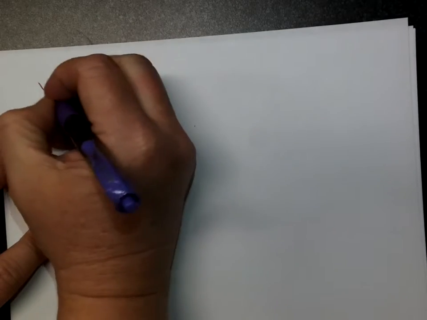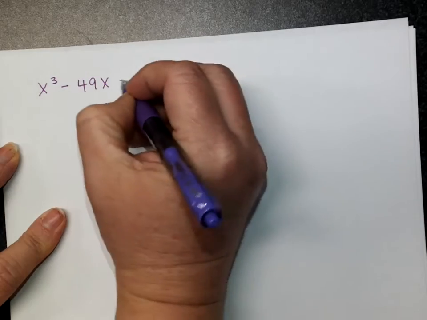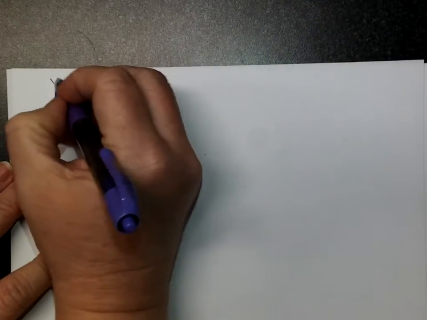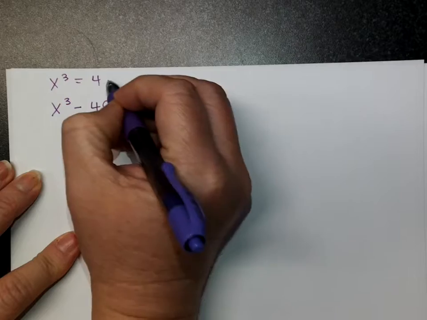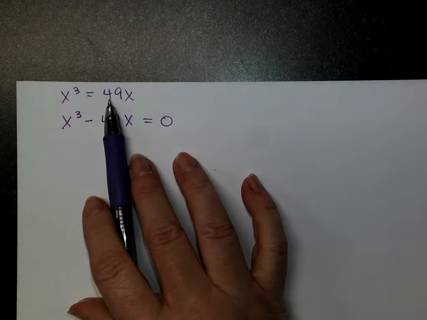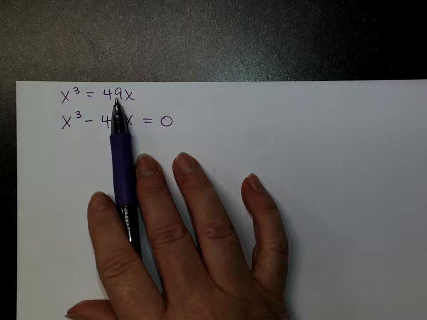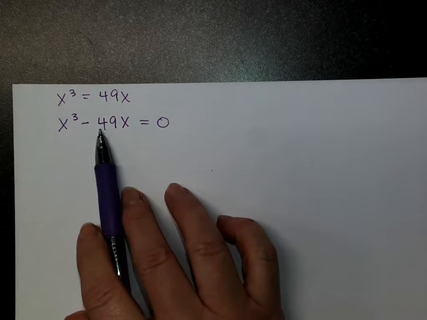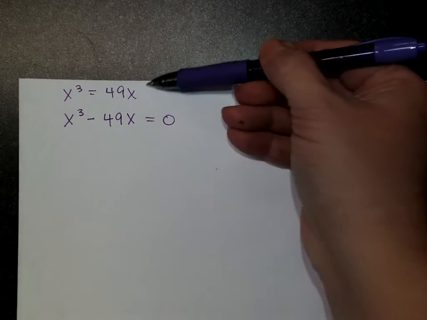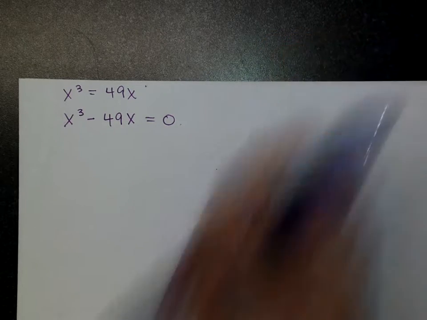x cubed minus 49x, and this one is equal to 0. Note that I could have given it to you like this. I could have given it to you as x cubed equals positive 49x. That one for some reason looks really confusing because there's just one term on each side. But look, all that happens is subtract 49x from both sides. So this is positive 49x, so I do the opposite over here, and that cancels it out to 0. Okay, so whether you're given this or this, now you're ready to go. But if you're given this, you have to make it look like this first.